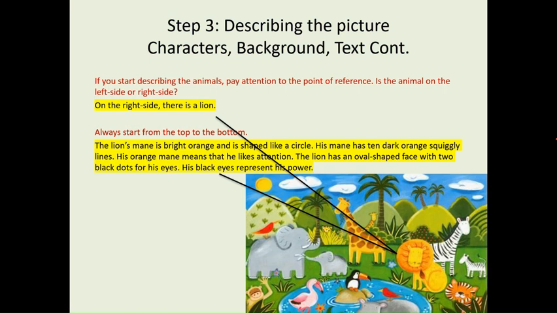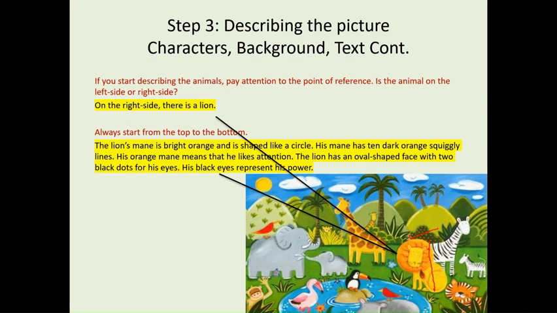If you decide that you want to describe the animals first or the characters, pay attention to the point of reference. Is the animal on the left side or right side? To describe a picture like this, you would say on the right side there is a lion, if you want to start describing the lion first. Or if you want to start describing the giraffe, you would say in the middle of the picture is a giraffe. When you describe something, you want to start from the top to the bottom, so you want to go up and down.